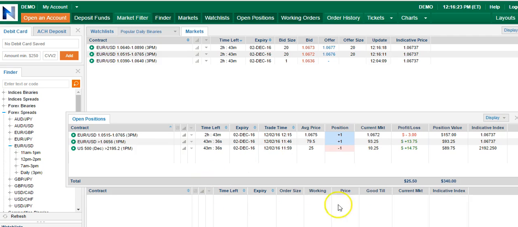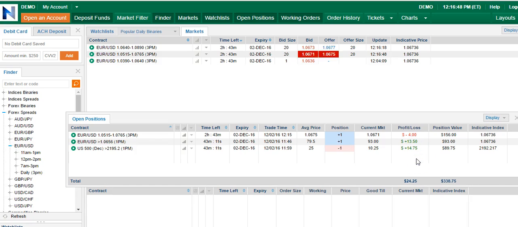So let's say that we just left it for the whole time till 3 o'clock. If this closed at 106.80, we would make $5 for that particular thing. So it would say $5 of profit there. If this closed at 106.70, we would have a $5 loss.